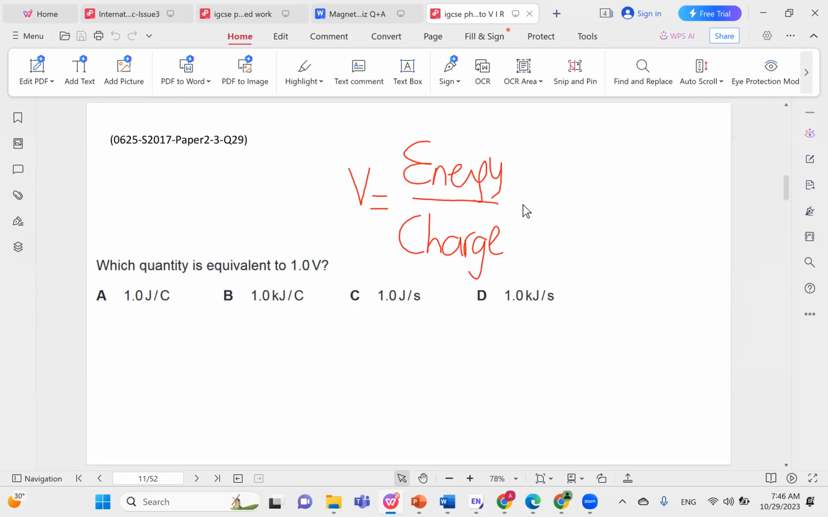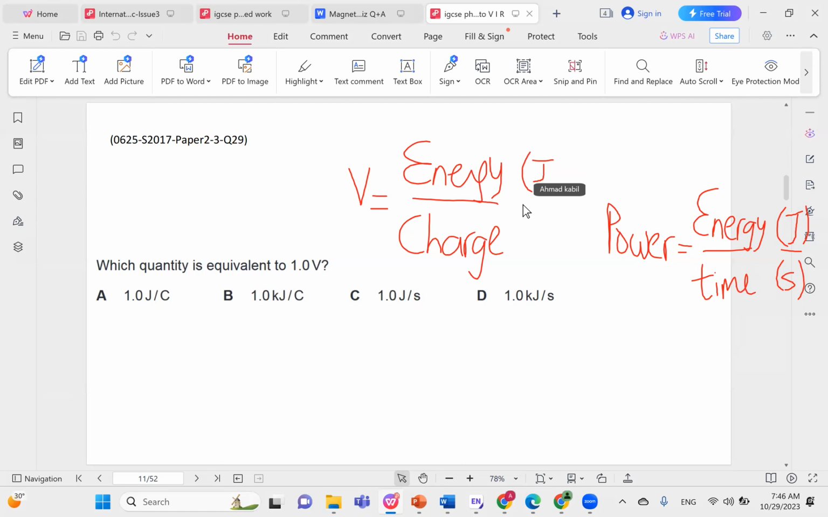We've discussed previously in mechanics that power is equal to energy over time. So the unit of power here would be joules per second, whereas the unit of voltage would be joules per coulomb. As we said in a previous question, the unit to measure charge is coulombs, which is C. So based on this equation, the correct choice would be A.